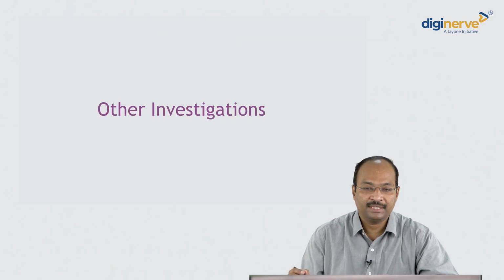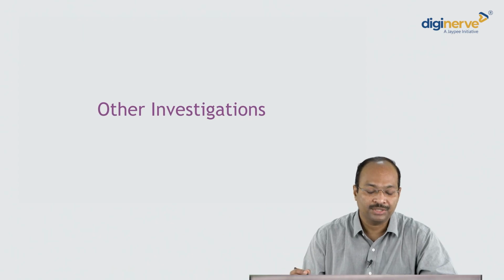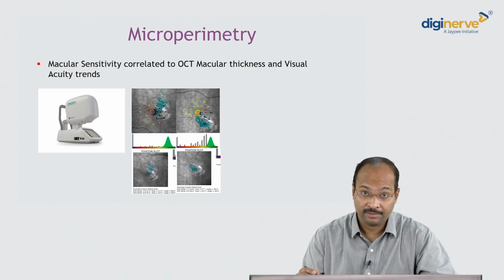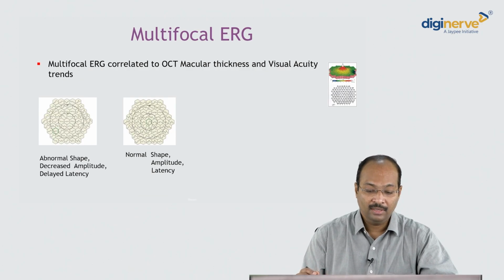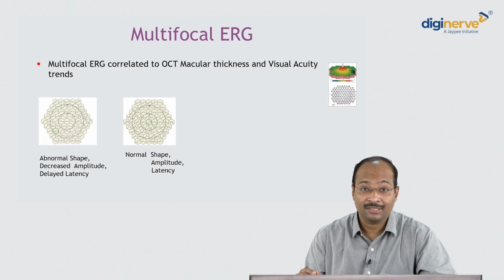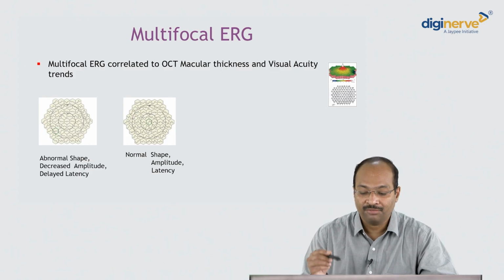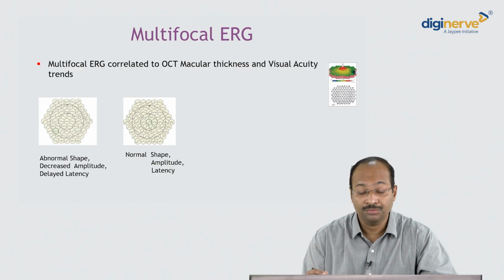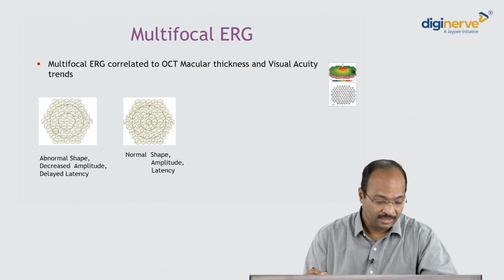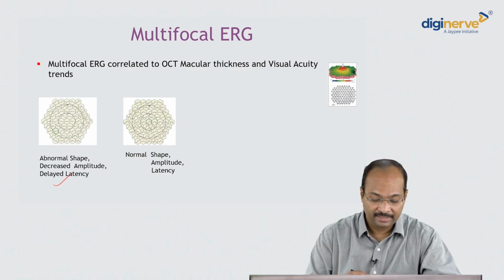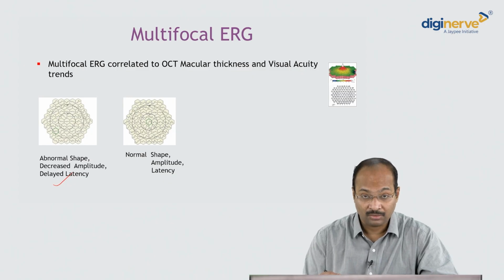Moving on to the other investigations which are not as commonly used as the ones I just described. Microperimetry allows us to look at macular sensitivity, and that is correlated to OCT macular thickness and visual acuity trends. Multifocal ERG, or multifocal electroretinography, again helps us look at the functional status of the macula, and this can also be correlated to macular thickness and acuity. You can see here an abnormal multifocal ERG with an abnormal shape, decreased amplitude, delayed latency as compared to a normal multifocal ERG here.